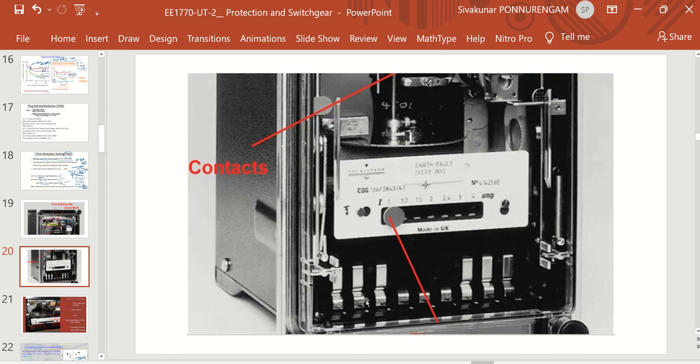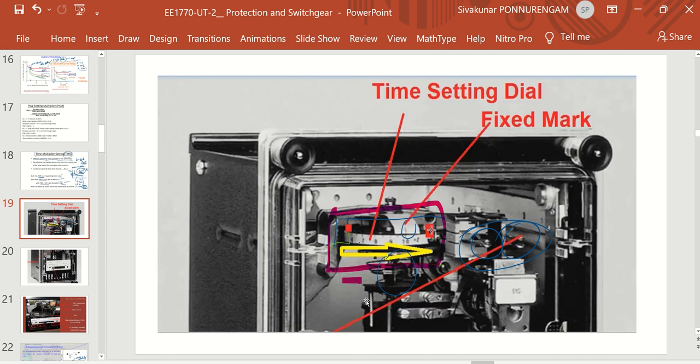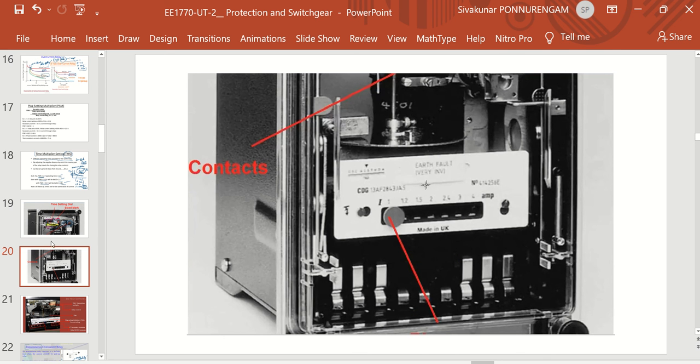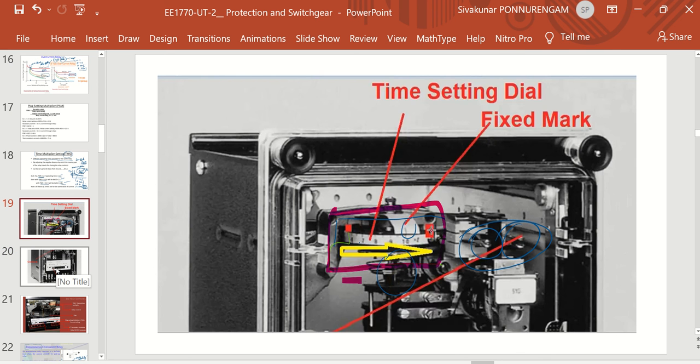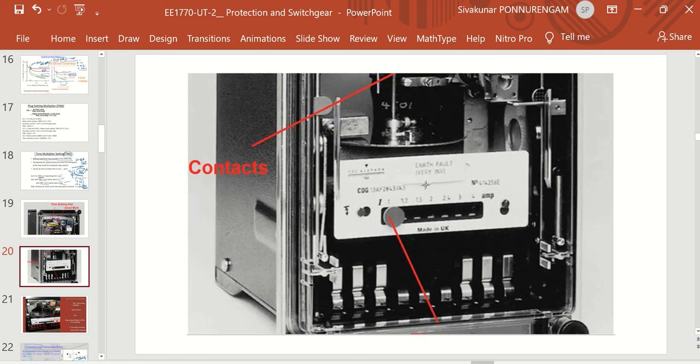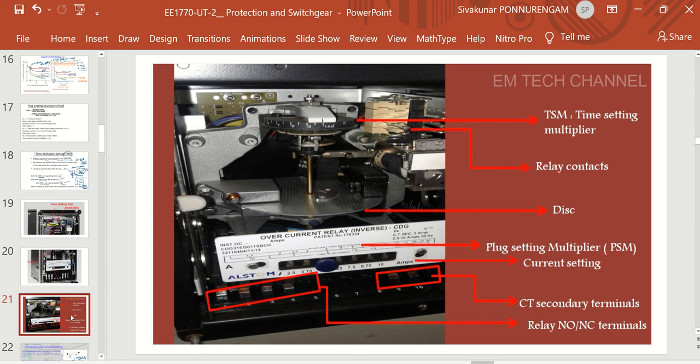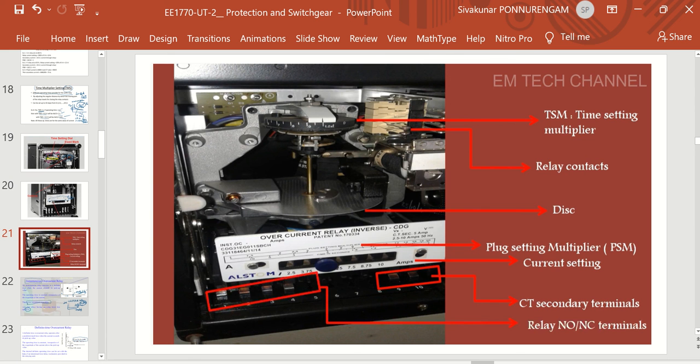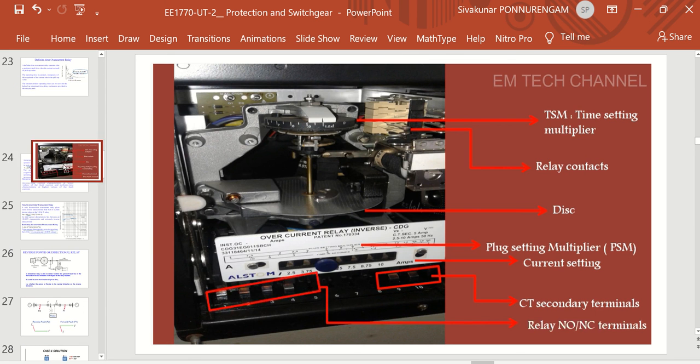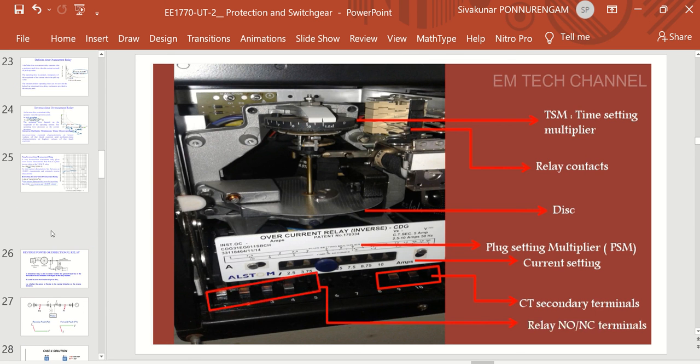Before moving on, let us see the physical parts of the time setting dial. This is the physical time setting dial, and this is the PSM, the plug setting multiplier. In the next video we are going to see the basic construction and operation of the overcurrent relay and the directional overcurrent relay.